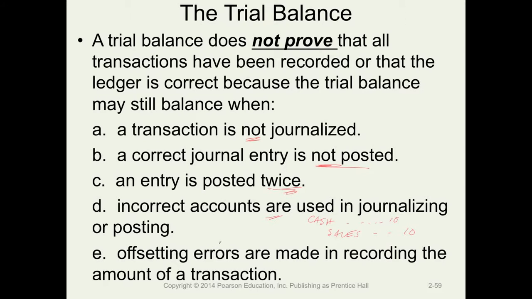You could have errors that might be going to the wrong account. Instead of having sales, you could have credited interest income, a different type of revenue. So rather than having revenue from sales, you have revenue from interest. So debits can still equal credits, but the trial balance could still balance, and it could be inaccurate.